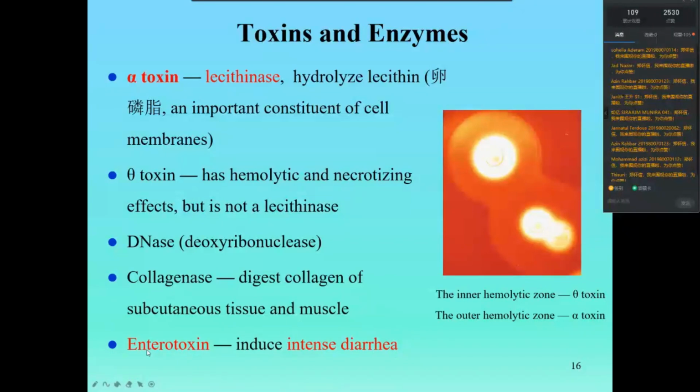And they can produce enterotoxin. And this enterotoxin will function if we ingest a large number of perfringens. They can cause infection in our intestinal tract and can cause intense diarrhea. But usually, even though the diarrhea is intense, it's not life-threatening, and the patient will recover soon.